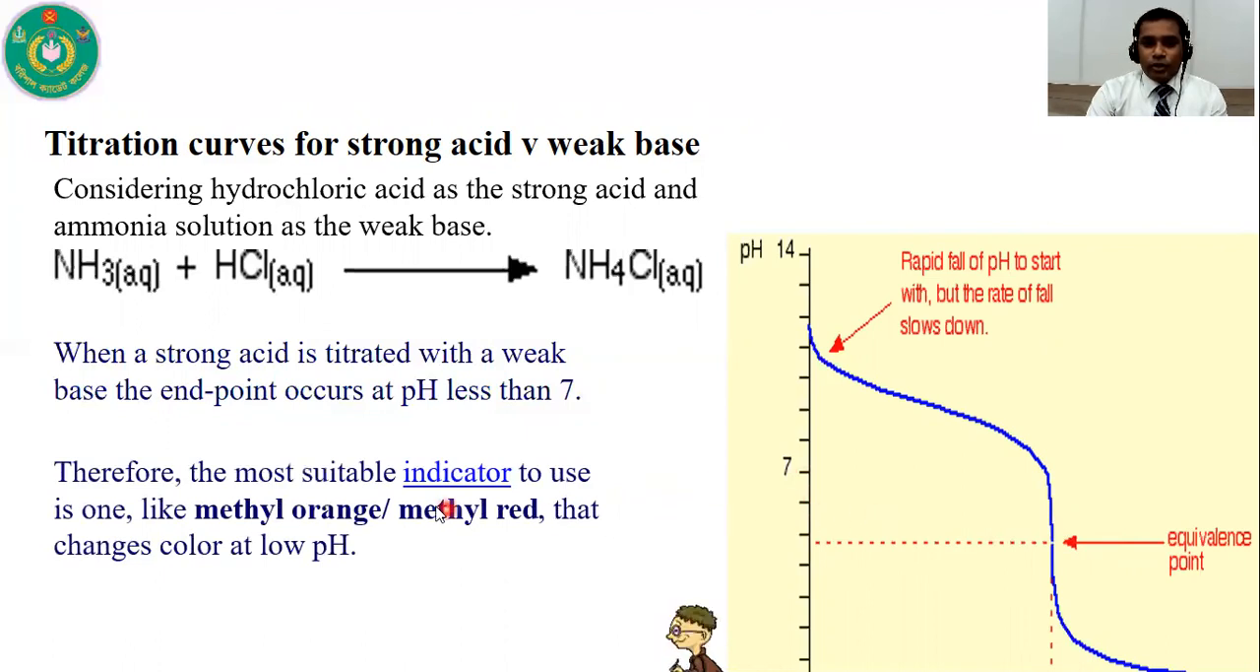And therefore the most suitable indicator is methyl orange or methyl red, because methyl orange or methyl red change color if the medium is slightly acidic. So here ammonia and hydrochloric acid react with each other and form ammonium chloride, and this salt is slightly acidic in nature when dissolved in solution. So its pH changes below 7, and the equivalence point we find is below 7, and in that case we use methyl orange or methyl red as indicator.